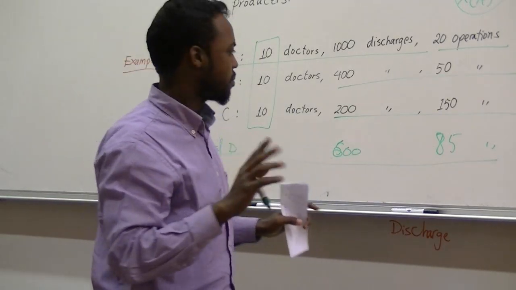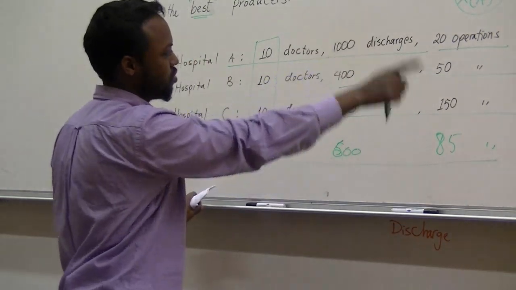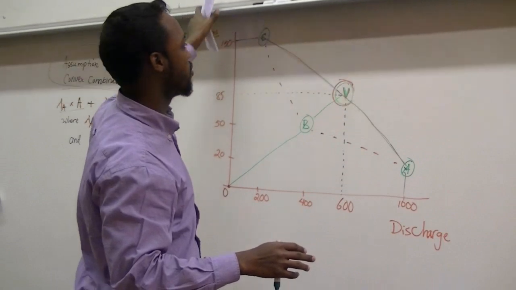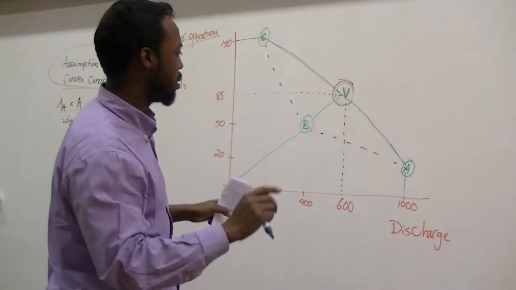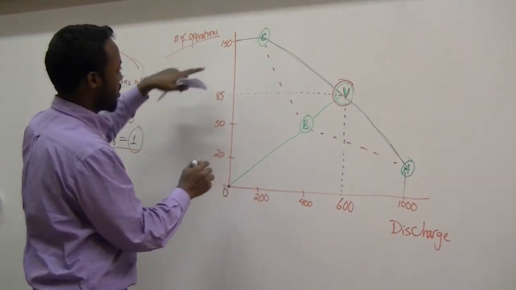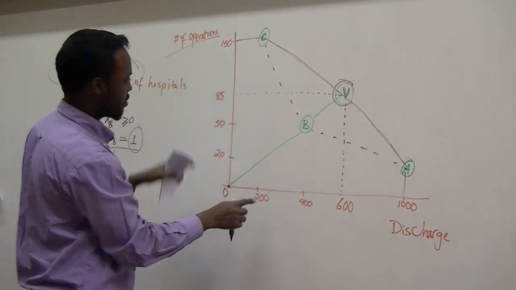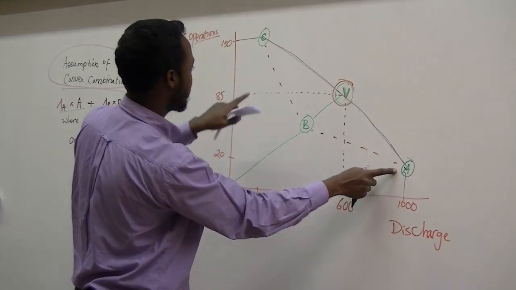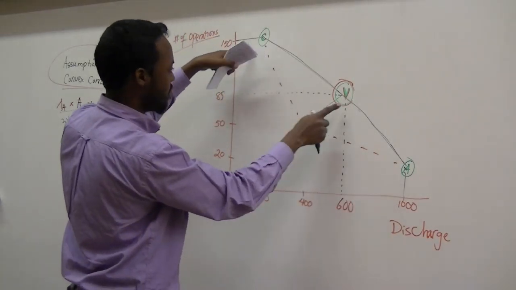Now, let's change this into a graphical formulation, which I hope will make things even easier. This is the number of operations, and this axis shows the number of discharges. This is A, this is C, and this is B.